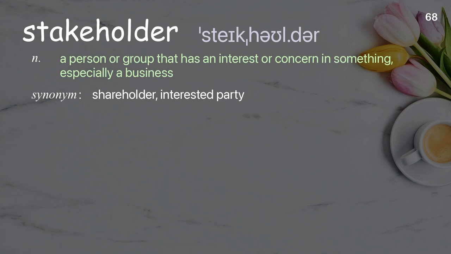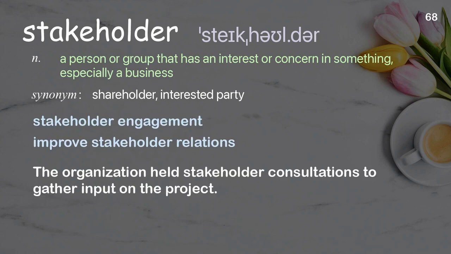Stakeholder. A person or group that has an interest or concern in something, especially a business. Examples: stakeholder engagement, improve stakeholder relations. The organization held stakeholder consultations to gather input on the project.